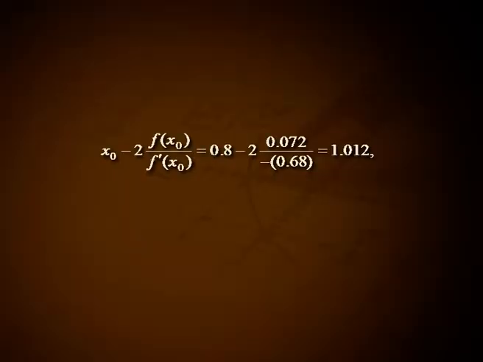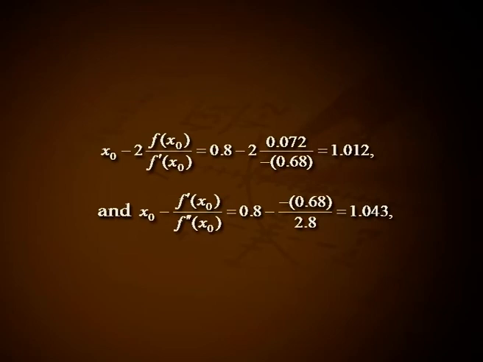With x0 equals 0.8, we obtain x0 minus 2 into f of x0 by f dash of x0 equals 0.8 minus 2 into 0.072 by minus 0.68, that is equal to 1.012, and x0 minus f dash of x0 by f double dash of x0 equals 0.8 minus 0.68 by 2.8, that is equal to 1.043. The closeness of these values indicates that there is a double root near to unity.